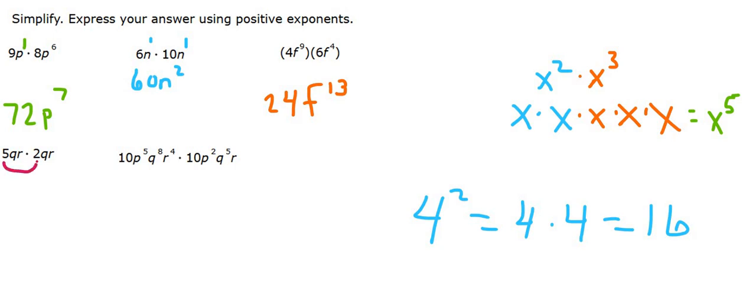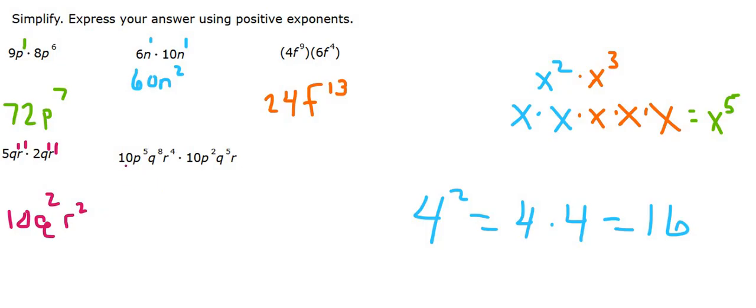And down here, 5 times 2 is 10. And then q times q is, there's a little 1 for both of them, so just q squared. And then for the r, there's also a 1 for both of them, so it'll be r squared.